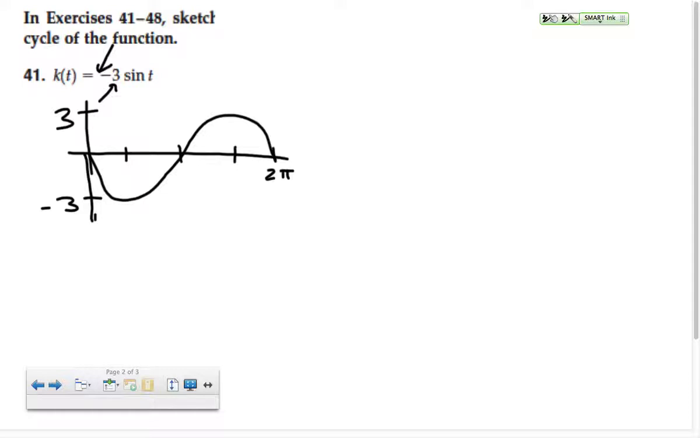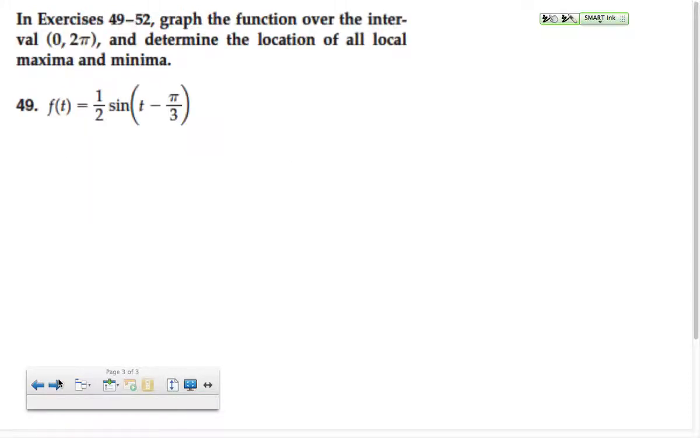All right, let's graph one more. This one, I wanted to do one easy and one hard graphing. Now this one also, I wanted to put the directions that were in your homework so that you were familiar with them. It says graph the function over the interval 0 to 2 pi and determine the location of all the local maxima and minima, okay? Meaning that there are maximum and minimum points, you need to find those in this type of problem. So, the very first thing I want to talk about is the fact that it shifted pi over 3 units to the right.